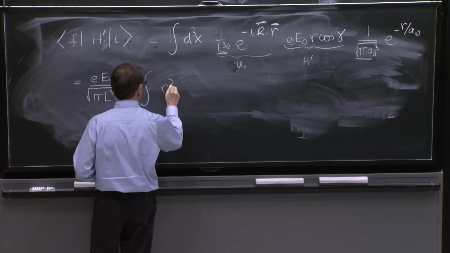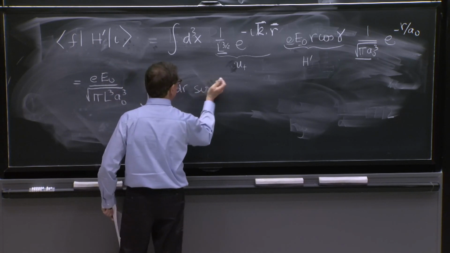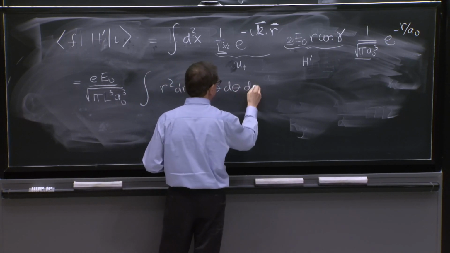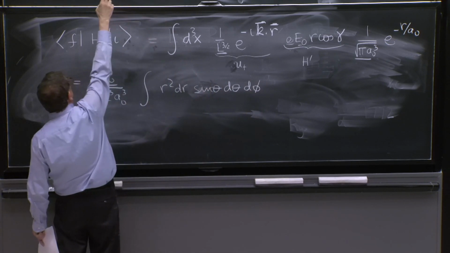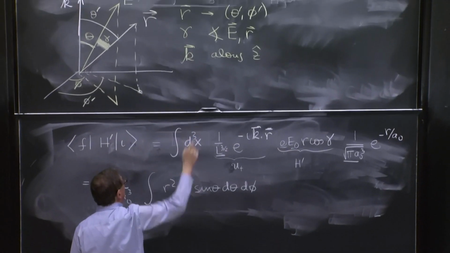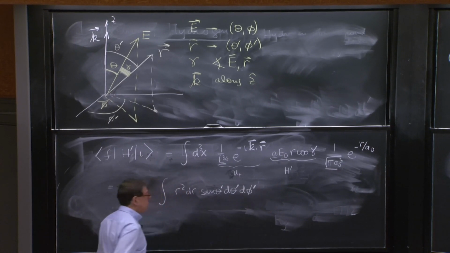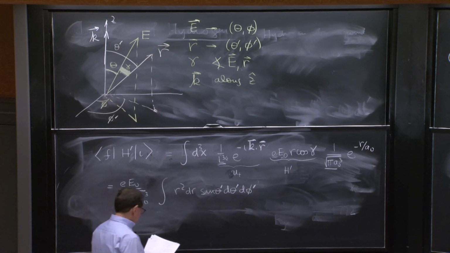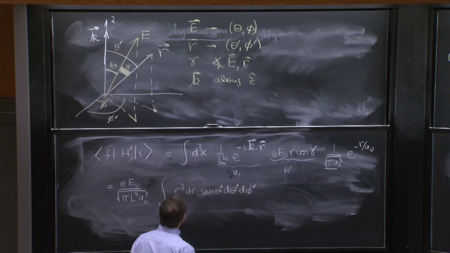This is r squared dr, and the volume element is sine theta d theta d phi. But I'm integrating over x, which is integrating over r, and r is theta prime and phi prime. So I'm integrating over all values of theta prime and phi prime. Then what do I have? I have this exponent, k dot r.